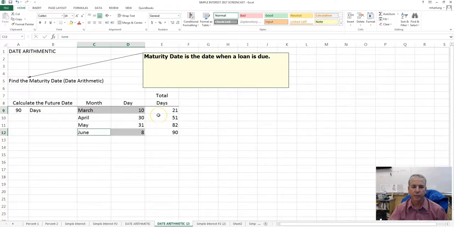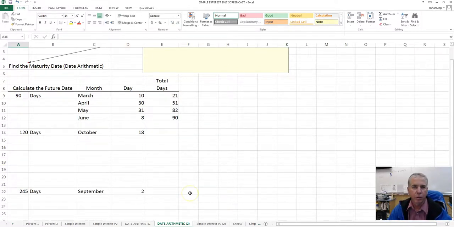Give that a quick practice. Ask any questions that you have. And then I'm going to put some other problems up here for you to practice with doing some date arithmetic. And so here are a few that you can practice with. Let's calculate the future date, 120 days in the future, starting October 18th. And then the second one for you to practice. Let's go ahead and do 245 days in the future, starting September 2nd. And see if you can calculate that date, and I will come around and see how you're doing, answer any questions you may have. Have fun with this.